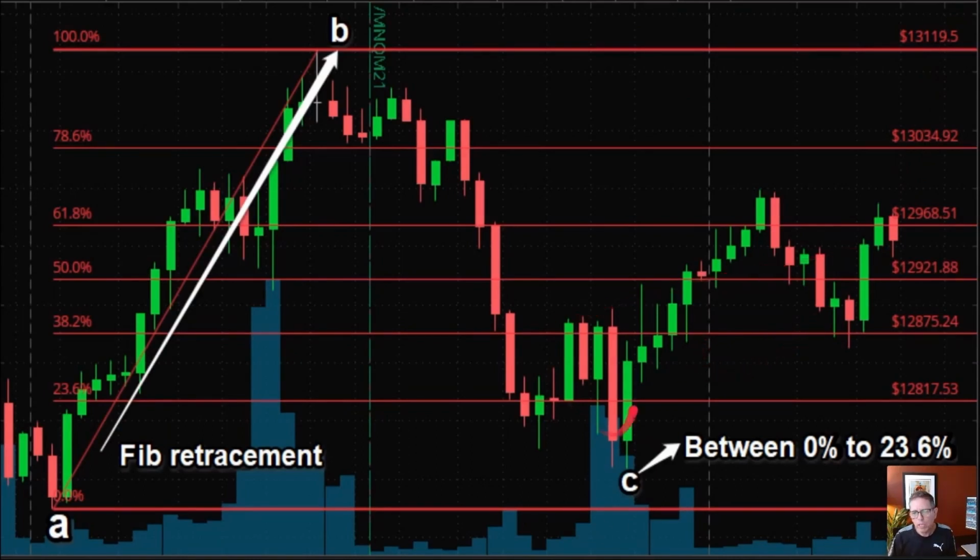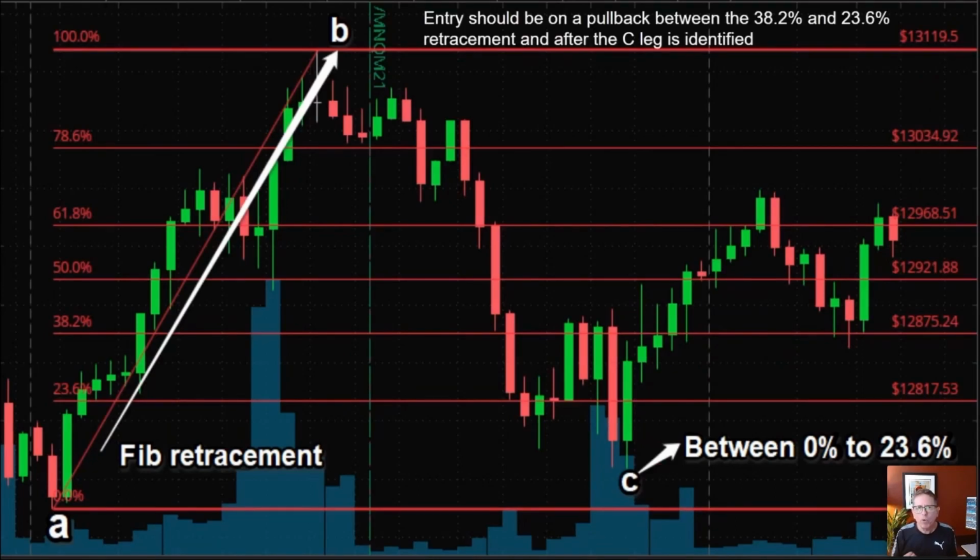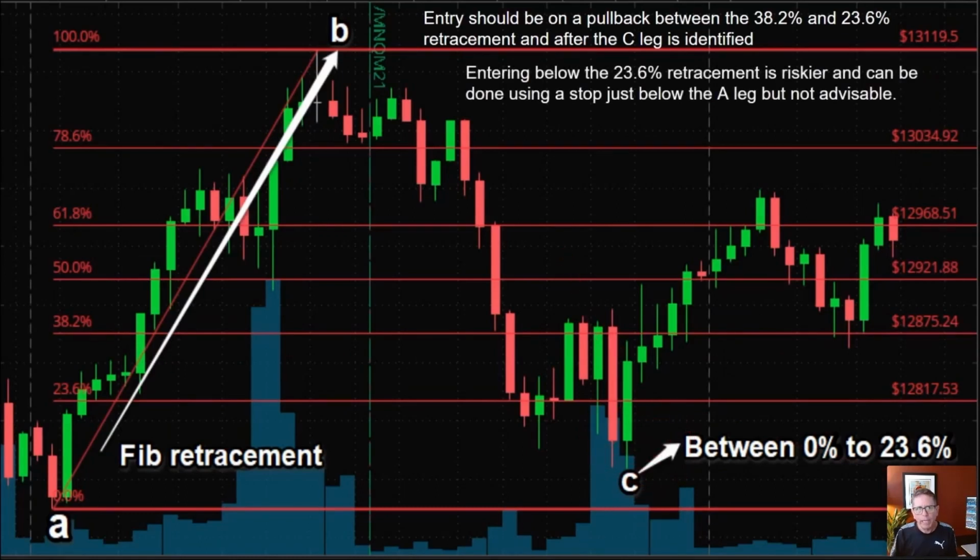If it drops below, you have to wait until you have a typical setup like this again. Entry should be at the pullback between the 38.2 and the 23.6 retracement after the C leg is identified. The C leg is basically you identifying the bottom of this trade. Entering below 23.6 is riskier. You can do it, but it's a riskier trade because you really haven't identified the bottom of the position, and so you actually miss a few points by doing that.